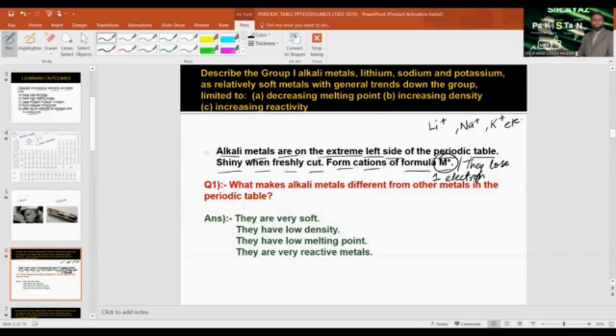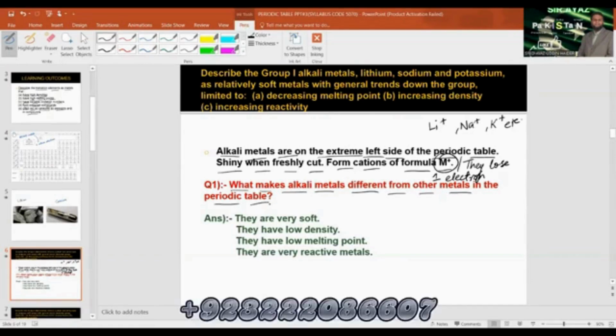So question number 1, what makes alkali metals different from other metals in the periodic table? Although these are metals, they have some properties which make them different from other metals. If you can recall, metals are usually hard, but these are not hard. They are soft, very soft. Metals have high density, but they have low density. Metals have high melting points and boiling points, but these have low melting points. And the important point, the last one, they are very reactive metals.